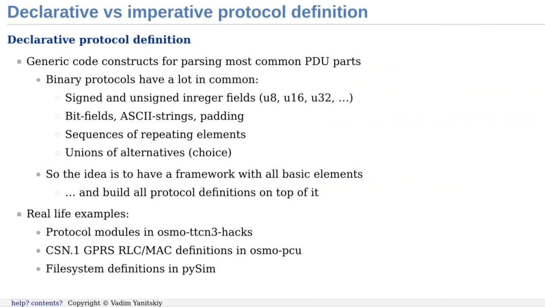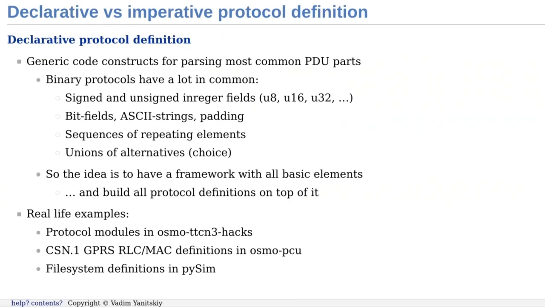This is similar to the ASN1 terminology, where you also have sequences and unions, where you also have the CSN1 term for that, choice. And the main idea of this approach is to have some framework with all those basic constructs implemented somewhere, and you basically build your protocol on top of it.